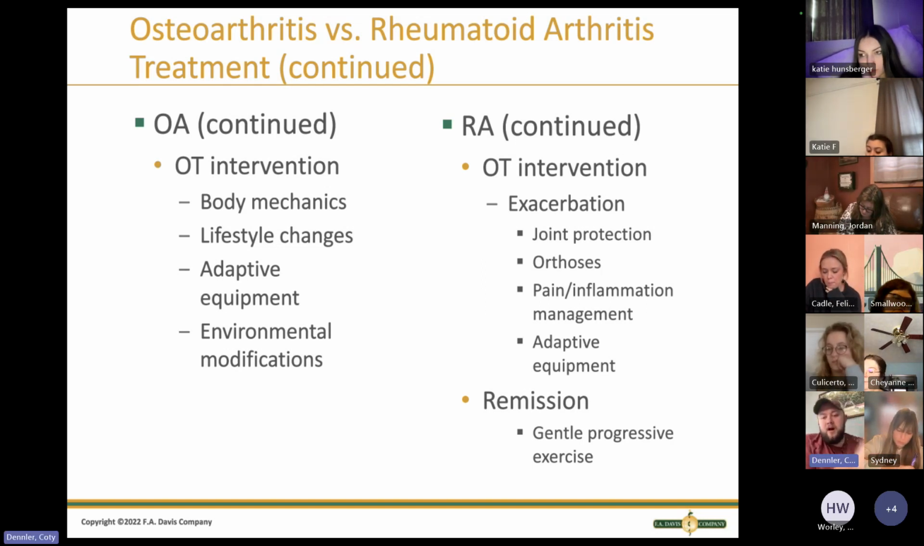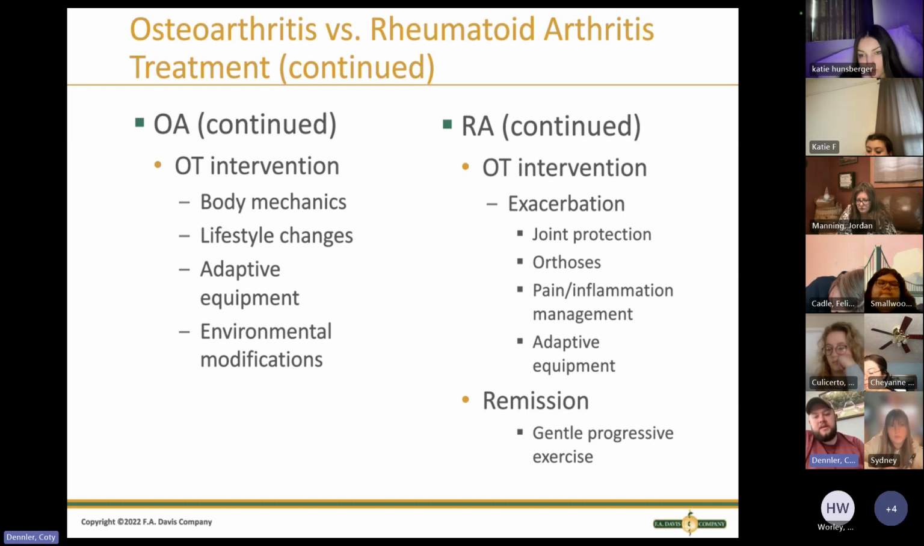Okay. Now for RA, we're going to talk a lot about exacerbation. Like, what makes these flare-ups happen? Is it changes in temperature? Is it range of motion? Or what is causing this flare-up?